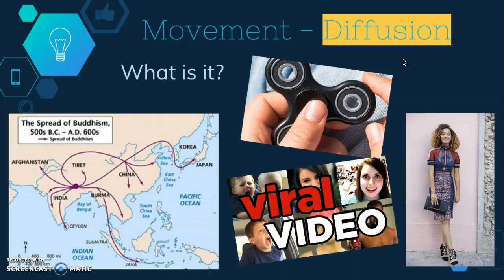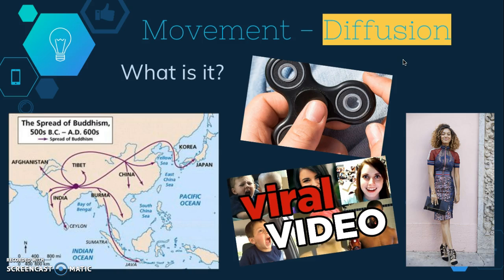So what is diffusion? Very simply, it is the spread of people, goods, ideas, or culture across space, right? And this means that it can be spreading from anywhere to anywhere. And geographers use this term to describe how ideas or innovations move from one place to another, and then how those places then become connected.